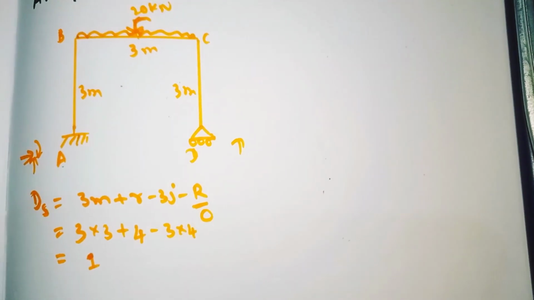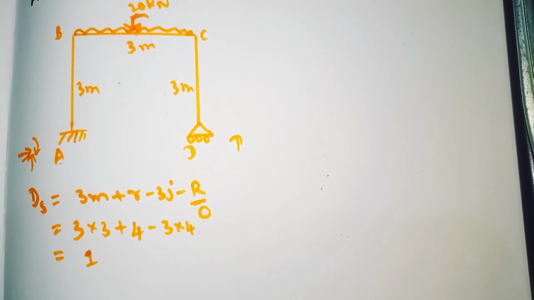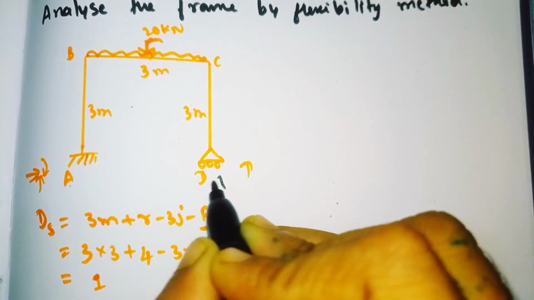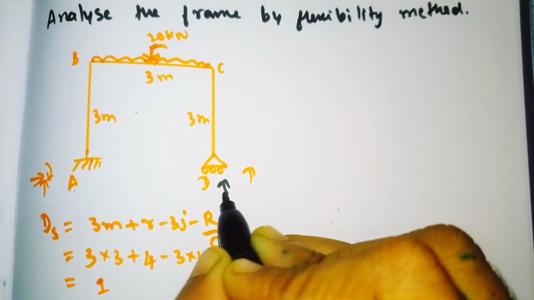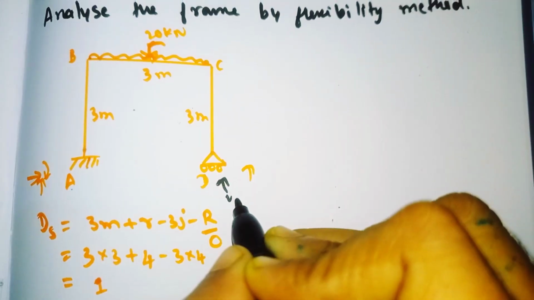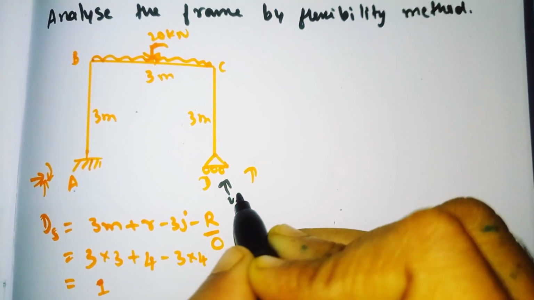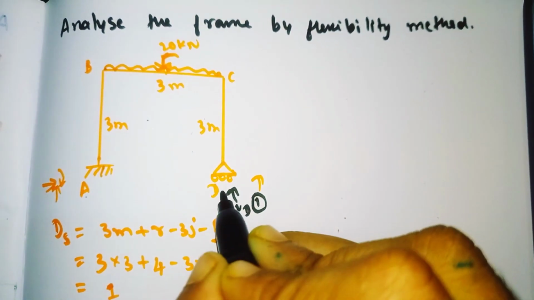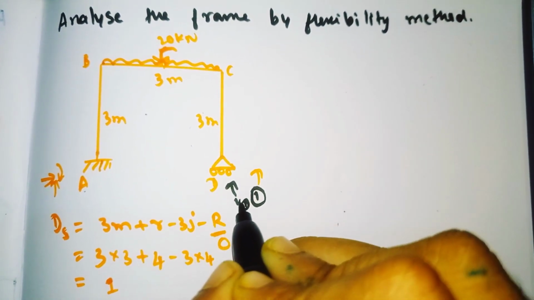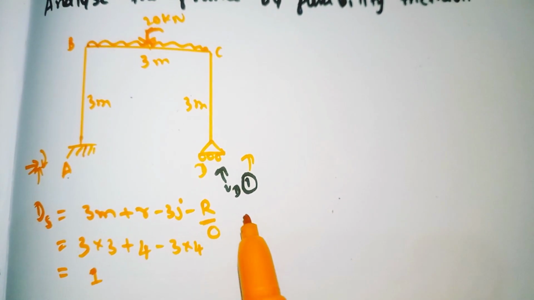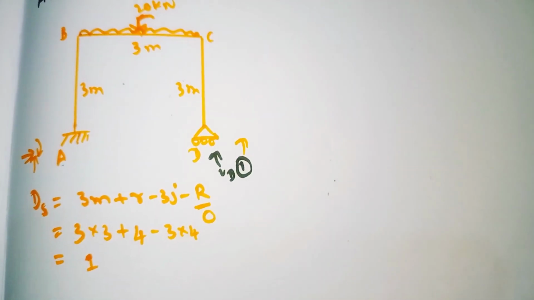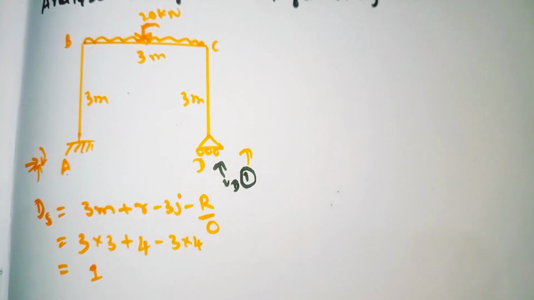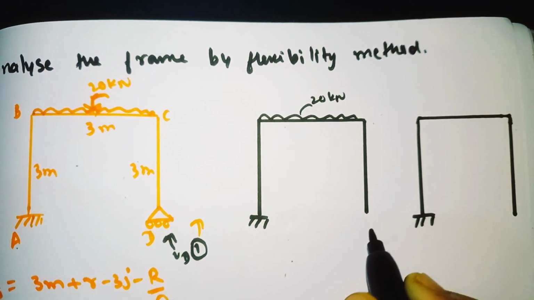So now I am selecting the support D to release the redundant. I am taking support D. Here I will give the vertical VD. So the vertical load is redundant number 1. Call it coordinate number 1 at point D. After taking the redundant, now we need to redraw the diagram. So this is the released structure of the redundant.